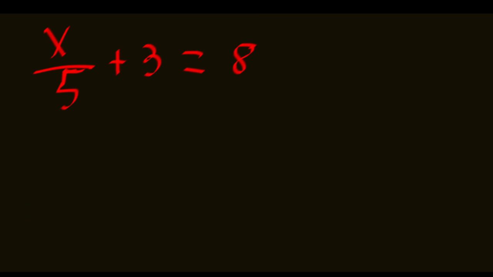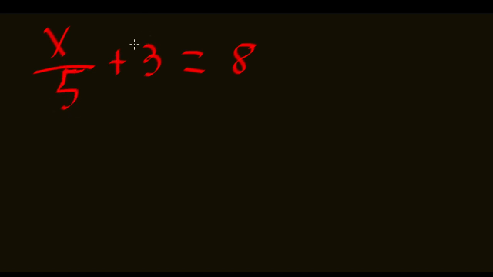Now let's look at this problem. x divided by 5 plus 3 equals 8. So we need to isolate x. We need to solve for x. First you get rid of the plus 3. Then you need to get rid of the division, which is divided by 5.